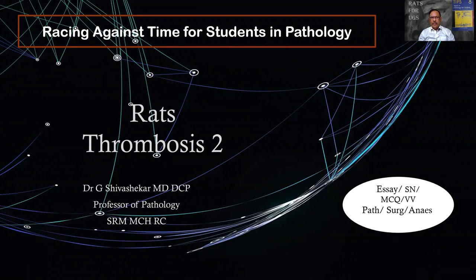Racing against time for students in pathology. You will see the number 2 over here, which means pertinently I divide topics into 2 when they are long enough. When in doubt, you people should divide. The importance of the topic is given in the enclosure and the subjects that shall be including it in their portions.